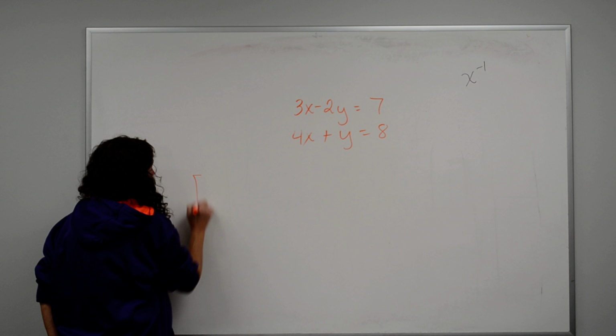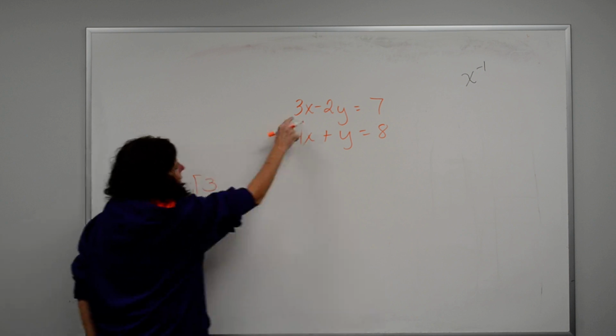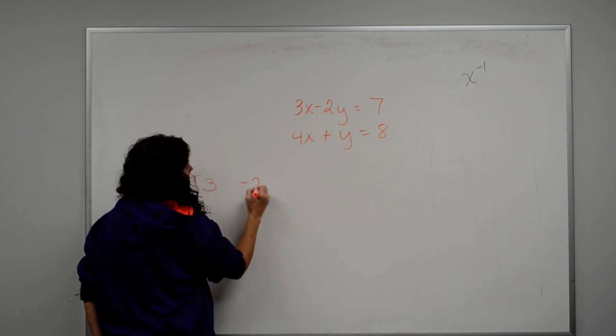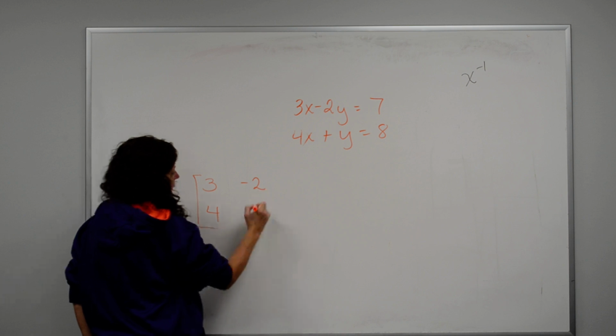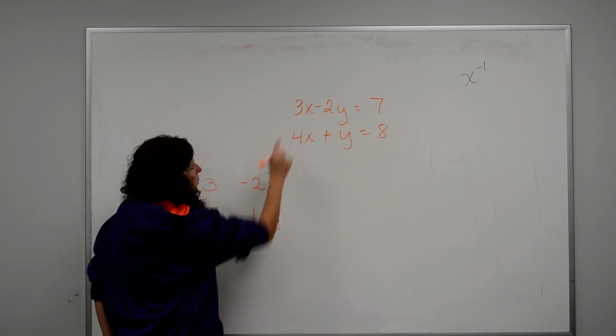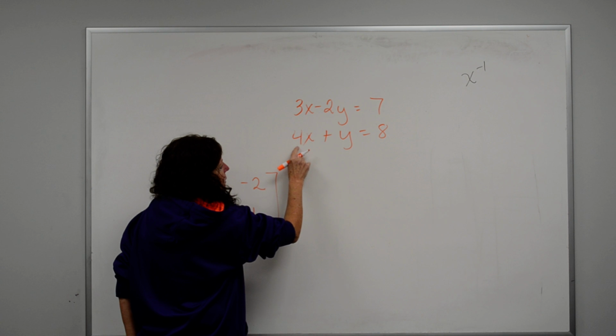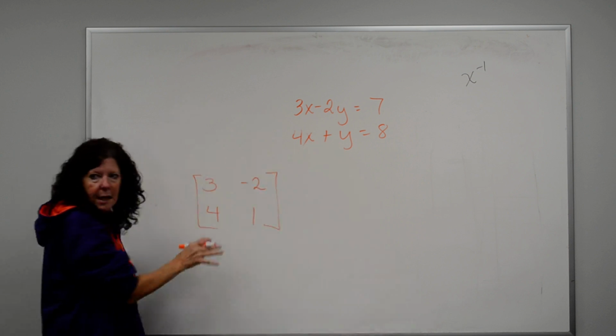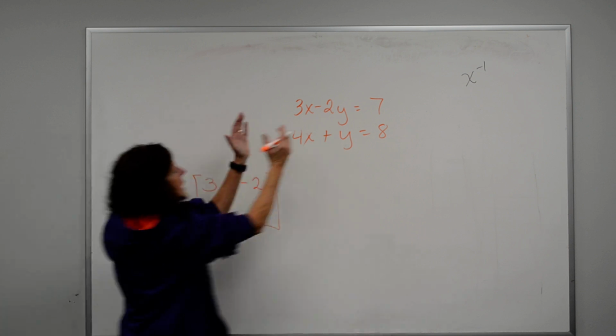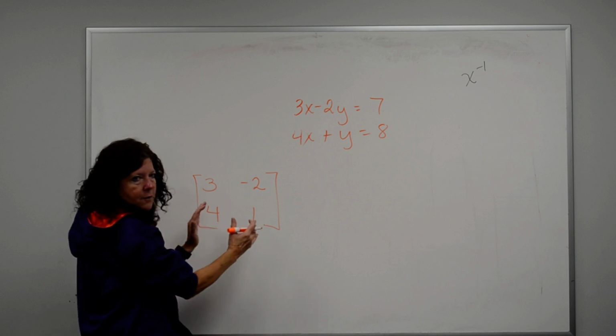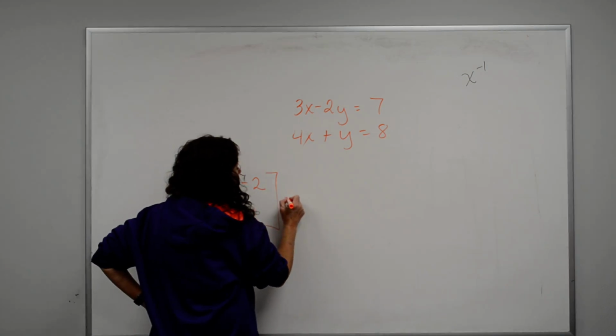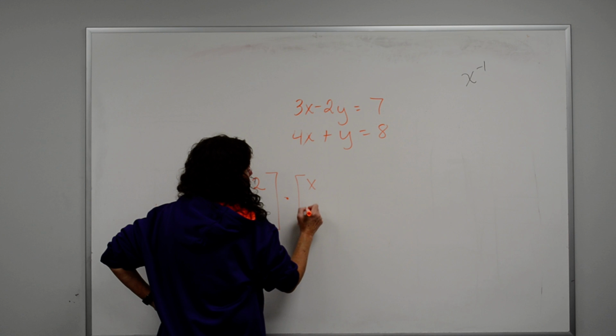All I do is I go 3, -2, 4, and 1. Now these are all the coefficients: 3, -2, 4, and 1. And I put them in those same positions, okay? It's like I take this and I just bring down the coefficients. But I'm going to multiply these by x and y.